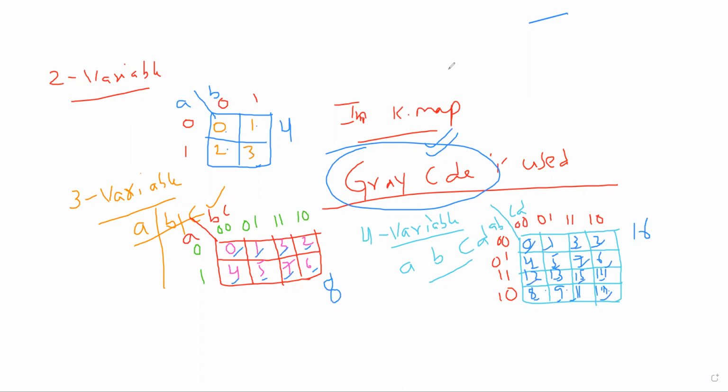Now one more important point I have to discuss here. If you observe, 0 means it is A bar, 1 means it is A. 0 means it will be B bar, 1 means it is B. And similarly here it is A bar, it is A. Then 0 0 means B bar, C bar. Then it will be B bar, C, B C, B C bar.